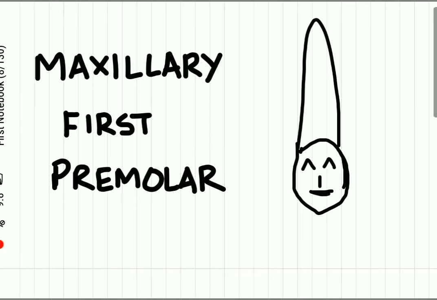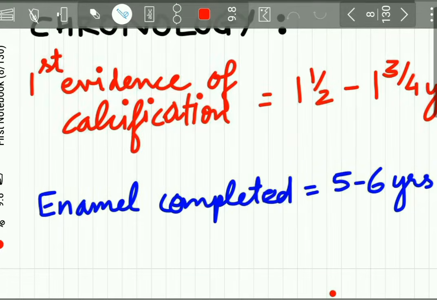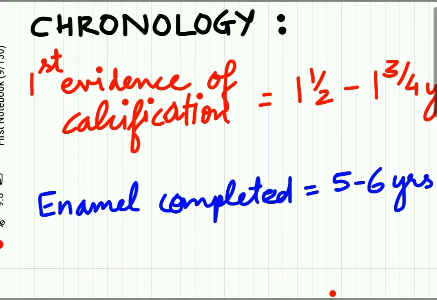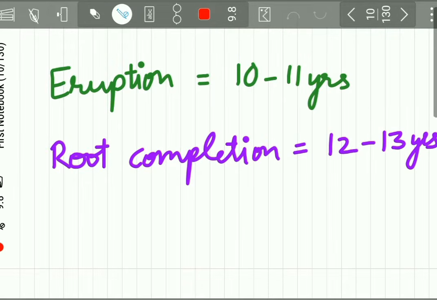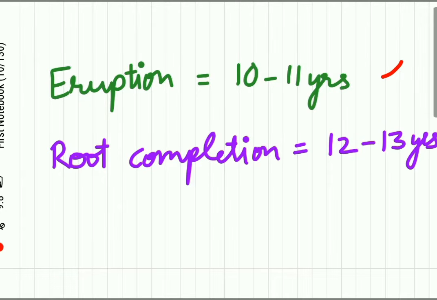So, beginning with the maxillary first premolar, the first evidence of calcification of the maxillary first premolar is at the age of 1 and 3/4 years. Then the enamel completion occurs by 5 to 6 years of age. The eruption of the tooth is at 10 to 11 years, while the root is completed at 12 to 13 years.